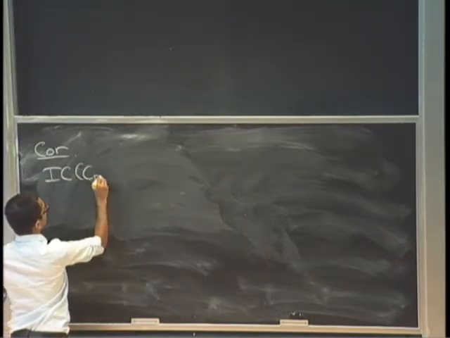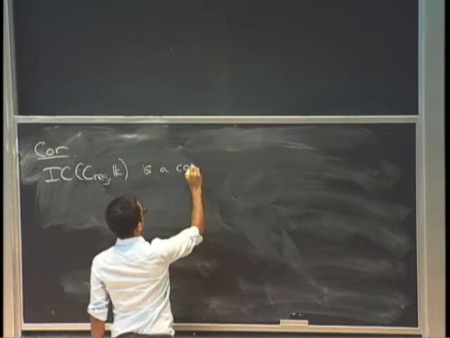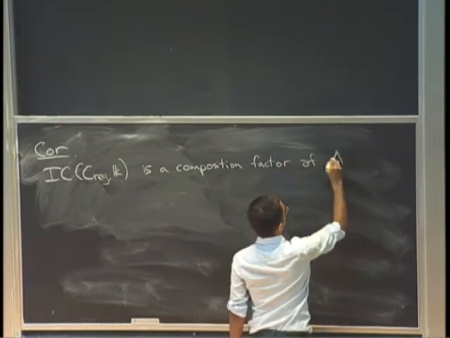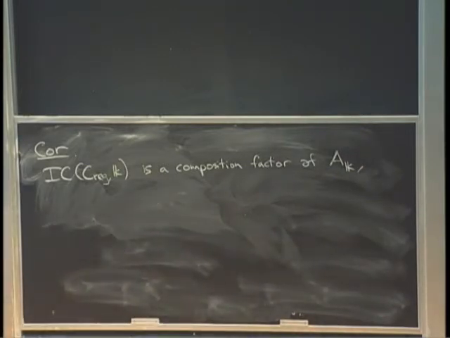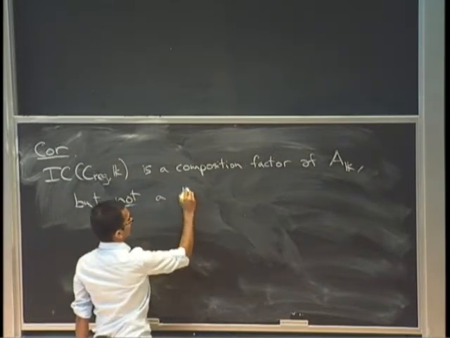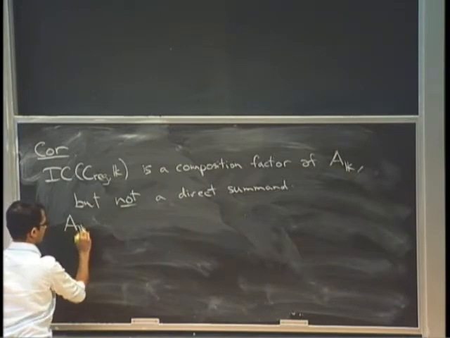So a corollary of this is that if you compare what's on that board with what's on this board, you can see that this perverse sheaf, the intersection cohomology class on the regular nilpotent orbit, is a composition factor of the Springer sheaf. You can tell that by looking at the regular nilpotent orbit. But by looking at the stalk over zero, this stalk here, which is non-zero in 2 degrees, is not a direct summand of the stalk of A. So the whole perverse sheaf cannot be a direct summand of the Springer sheaf. So in particular, A_K is not semi-simple.